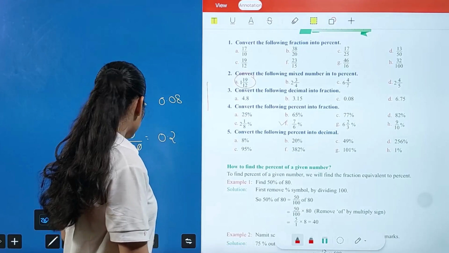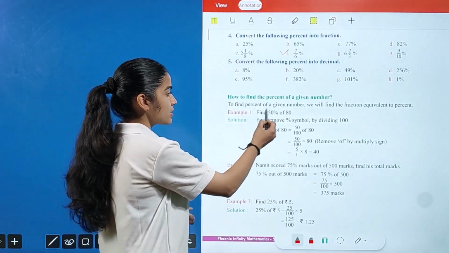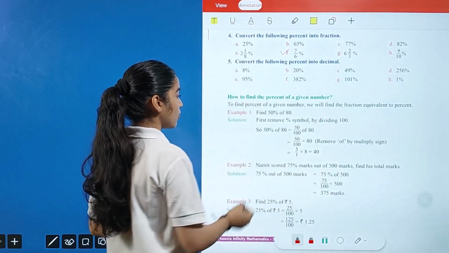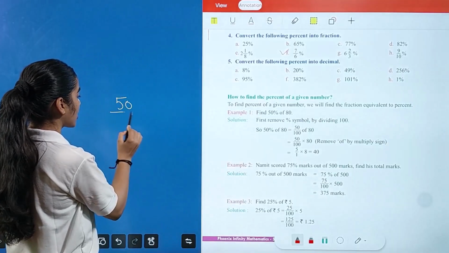Now we have a new concept, which is how to find the percent of a given number. To find a percent of a given number, we will find the fraction equivalent to the percent. To find 50% of 80. So in this case, 50%. First we have to convert it into fraction.